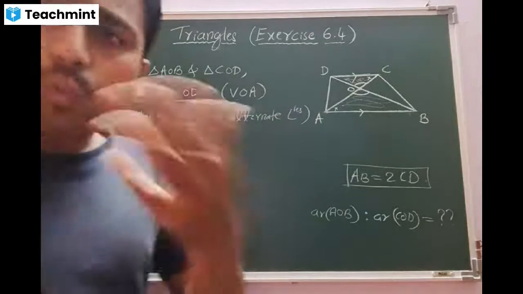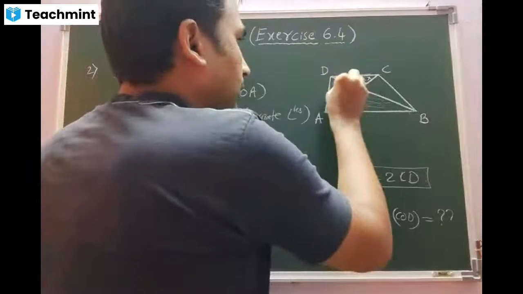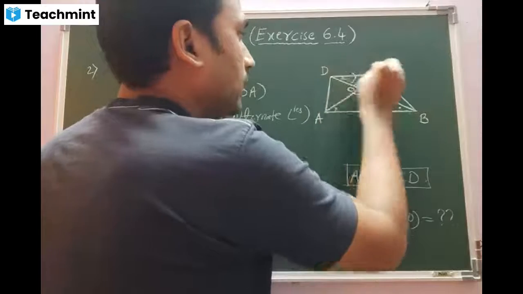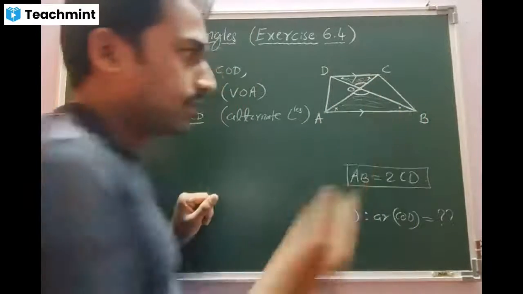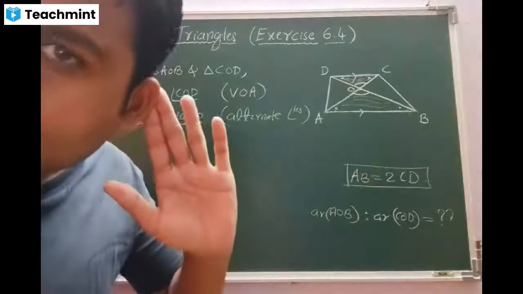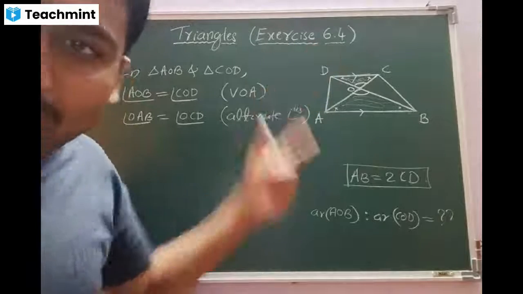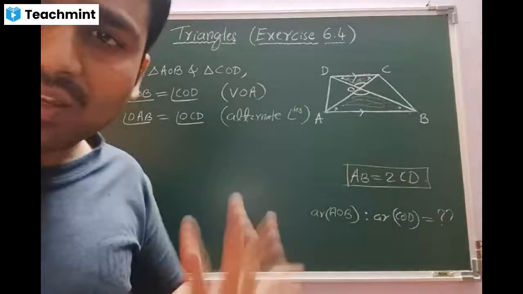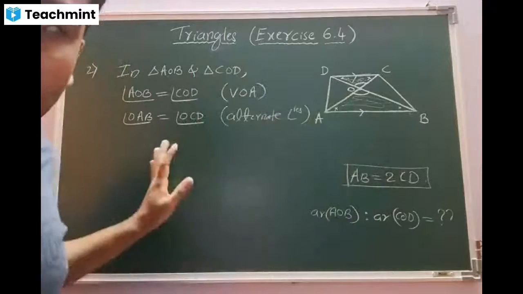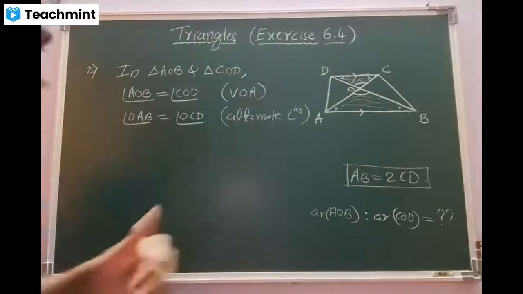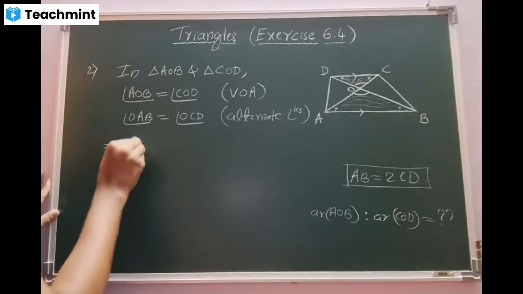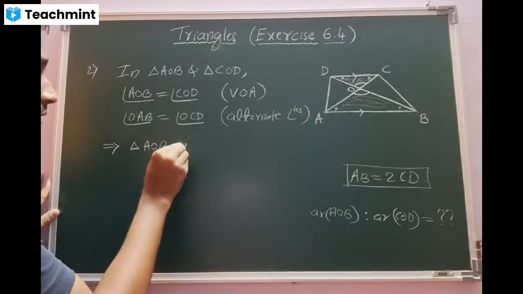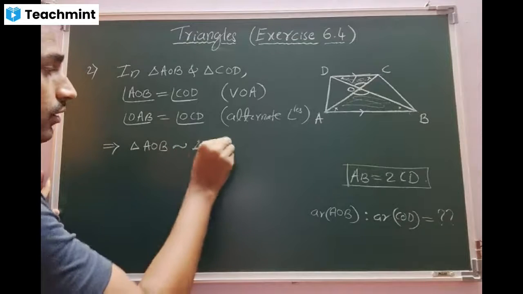No, beta, you can say one more set also. This angle and this angle, that is OBA is equal to ODC. Again, these are also alternate angles. But as we discussed, beta, the AAA criterion: if two sets of angles are equal, the third set will be automatically equal. So there is no need of showing one more set. This implies triangle AOB is similar to triangle COD.